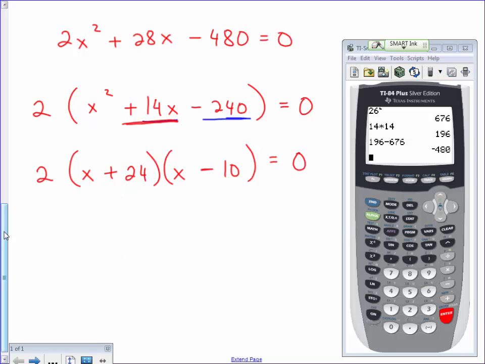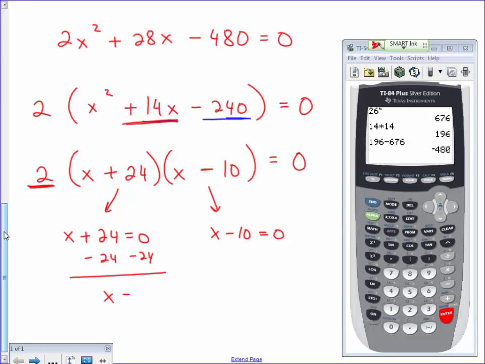Once I have factored, I then want to solve. Recall that if you have a constant that does not have a variable with it, you don't have to do anything with that constant. At this point, you would set your x plus 24 equal to 0, and your x minus 10 equal to 0. Subtract 24, and so this would yield x is negative 24. Add over 10, and this would yield x is 10.